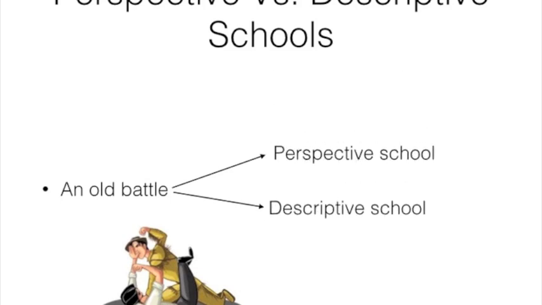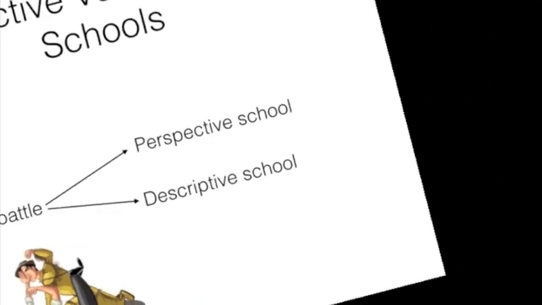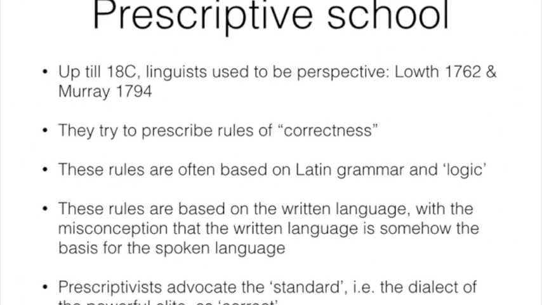There is a mistake in there. It's prescriptive, anyway. It's correct in here, okay? Prescriptive school. Up till the 18th century, linguists used to be prescriptive. Again, these words are a bit confusing. You know what we mean by perspective? Perspective is the angle from which you see things, your approach, your theory. And then you have prescriptive. I'm talking here about prescriptive. Sorry for this mistake, because I was doing it in a bit of a hurry, and they were kind of confusing words, so I made a mistake in there.